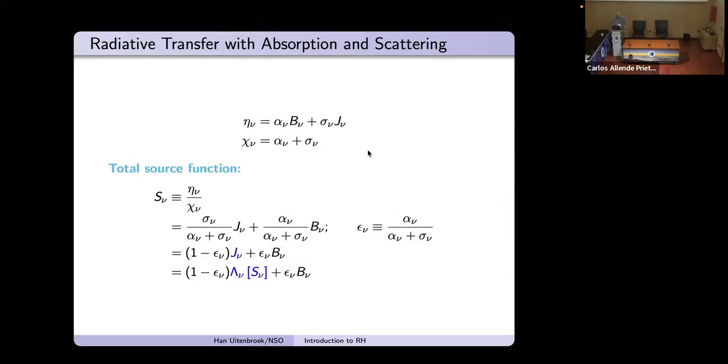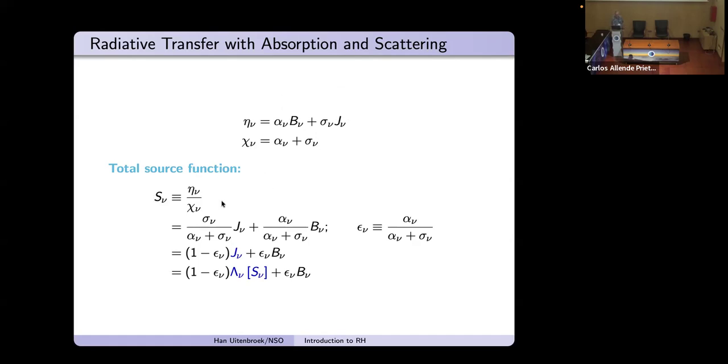So why do we have to implement such a method as the approximated lambda iteration? Imagine that we have a simple case of coherent scattering, where the emission coefficient is given by some absorption coefficient times the Planck function, plus some scattering coefficient times the angle-averaged mean intensity. And the absorption coefficient is given by alpha plus sigma at the wavelength. Then the source function is simply the ratio of the two, emissivity divided by the absorption.